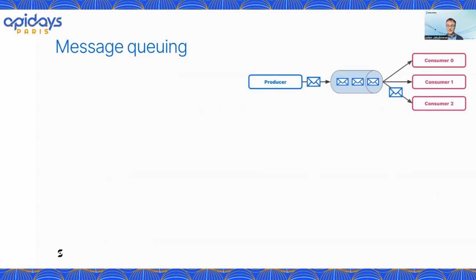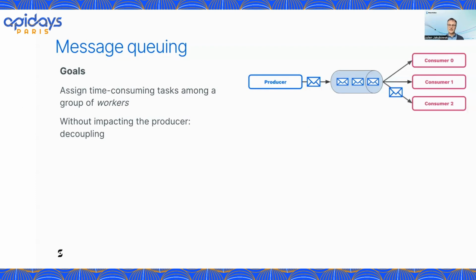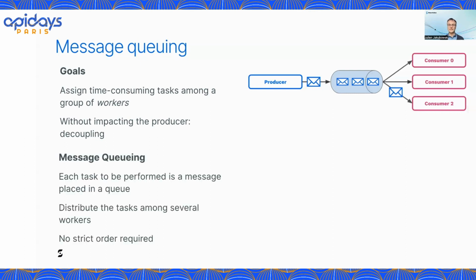Now let's talk about messaging. That's very different. Sometimes we need to assign time-consuming tasks to a group of workers. One producer service needs tasks to be performed by a consumer service that is a worker. These tasks can take some time to process, or the consumer service can be unavailable for a couple of minutes. And we don't want these events to impact the producer service. We need decoupling. To do that, you can set up a work queue, and this queue contains then the messages from the producers, and each of these messages is a task to be performed by consumers.